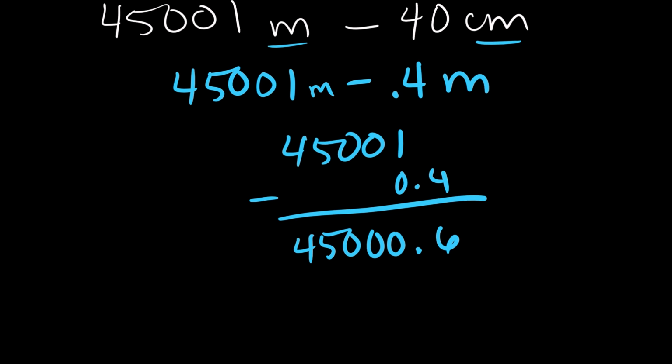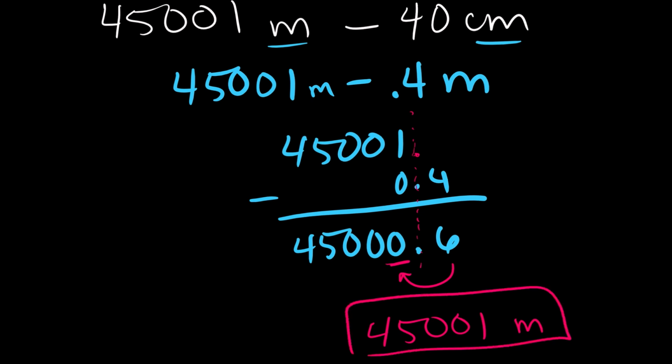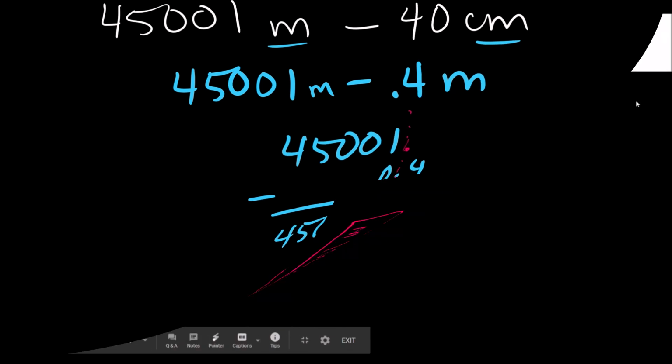45000.6. But looking here, this had no decimal there. It doesn't even have one number past the decimal. So we're actually going to have to round here in the ones place. This is where we round. That's a 6, so that rounds up. That was such a small value compared to what our sig figs were for the 45,001 meters that it actually doesn't change our value at all.